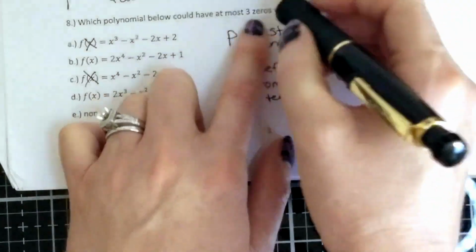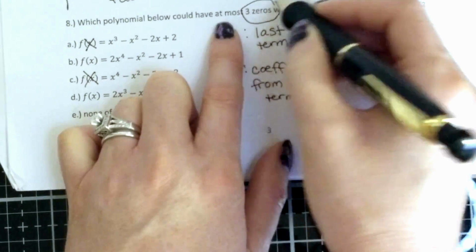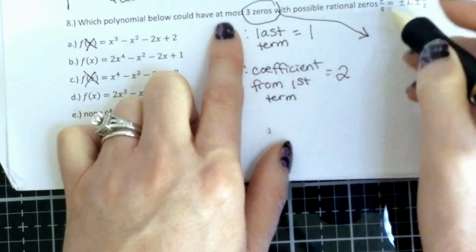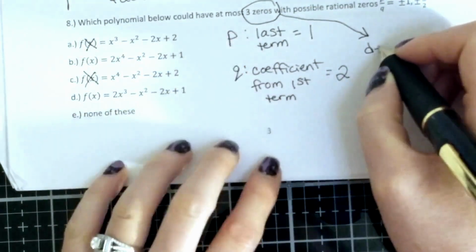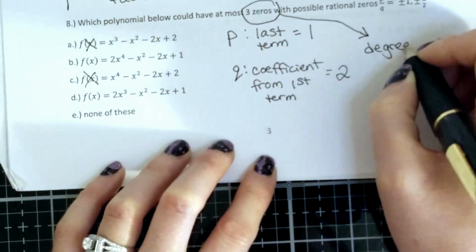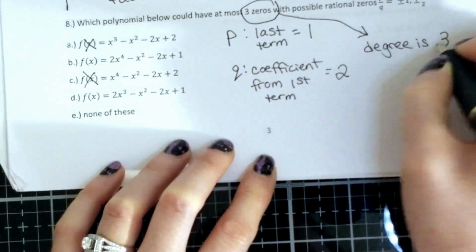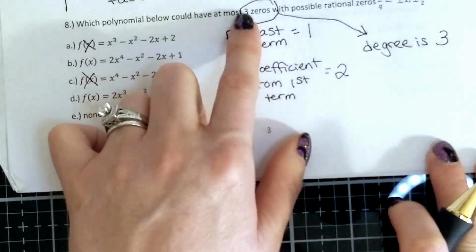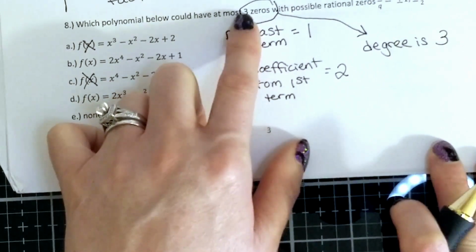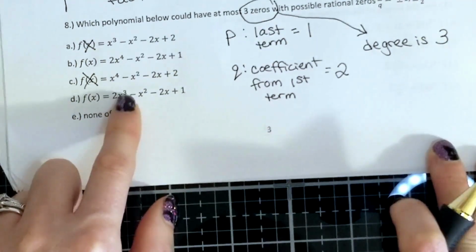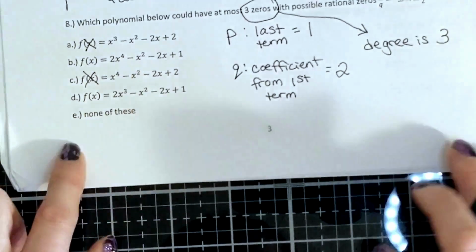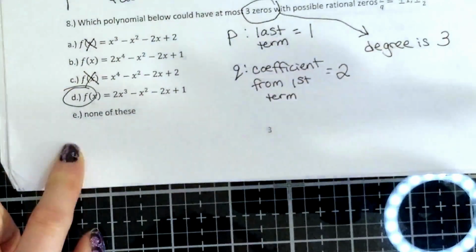Now, the at most 3 zeros, that fact tells me that the degree is 3. If it said at most 4 zeros, then the degree would be 4. So you're looking, there's the one with the 3, that's the 4th degree. So our answer there is D.